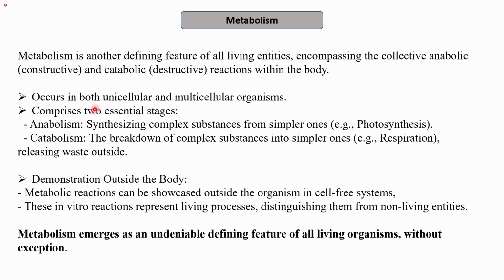Anabolism, as I mentioned, is a constructive process. So it basically leads to the synthesis, so synthesizing the complex substances from the simple ones. For example, photosynthesis, where carbon dioxide and water molecules are used to produce the complex molecule glucose. While on the other hand, respiration is the breakdown of glucose molecule leading to the release of carbon dioxide. So the breakdown of complex substances into the simpler ones is known as catabolism. So anabolism and catabolism are together known as metabolism.